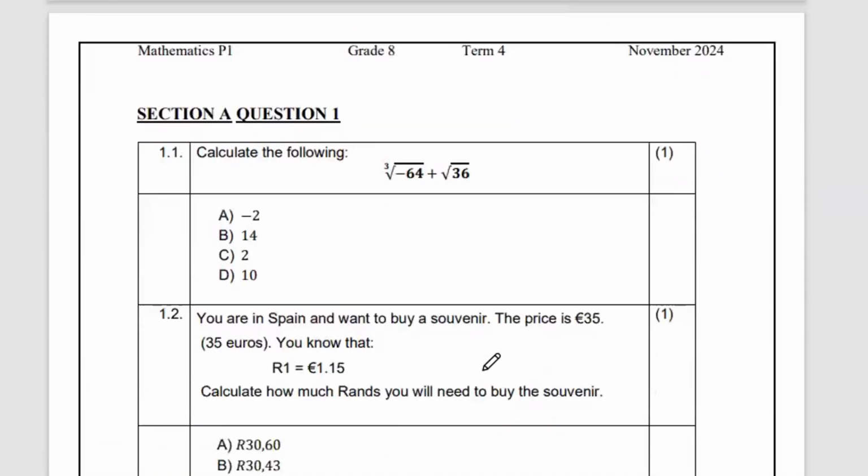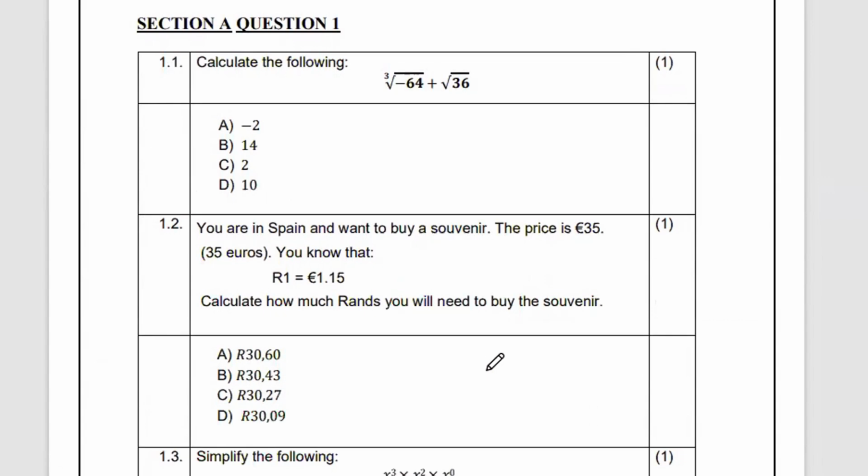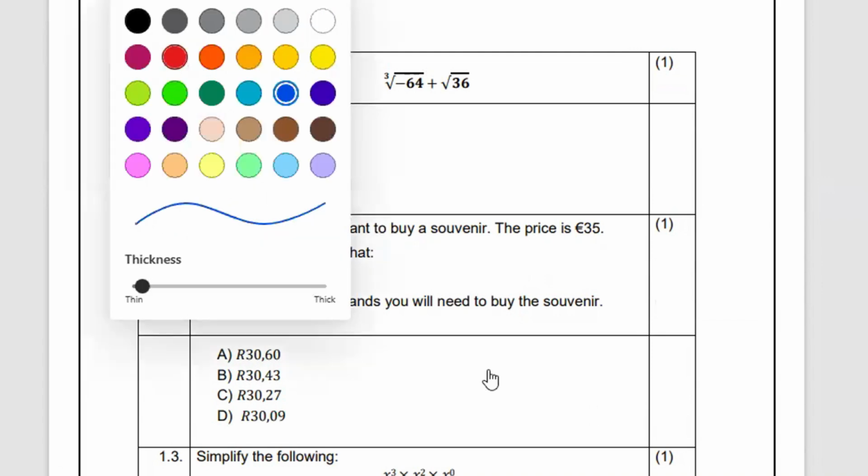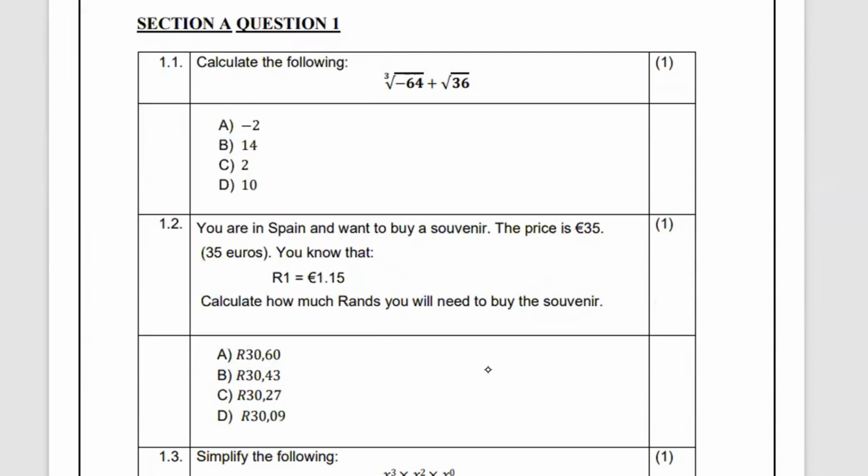With question 1, or the first section rather, they are telling us to calculate the following. In such cases, we need to look at term by term or number by number so that we can get our final answer. The cube root of negative 64 is negative 4. Then we are adding the square root of 36. A square root is a number that multiplies by itself to give us that particular number, which is 6. So if we have negative 4 and then we add 6, we are going to be left with just 2. So our correct option will be C.